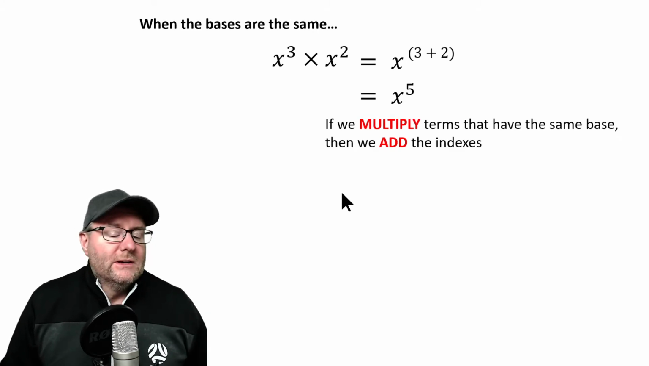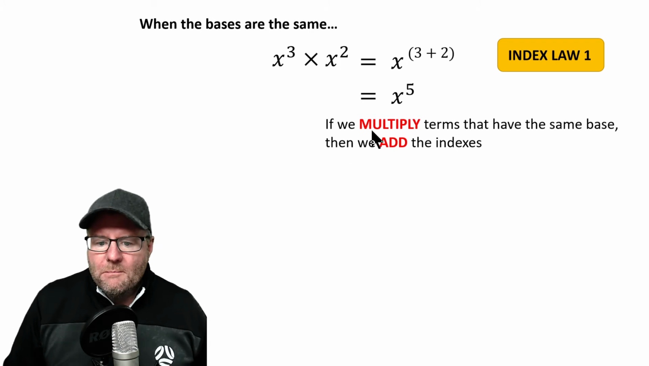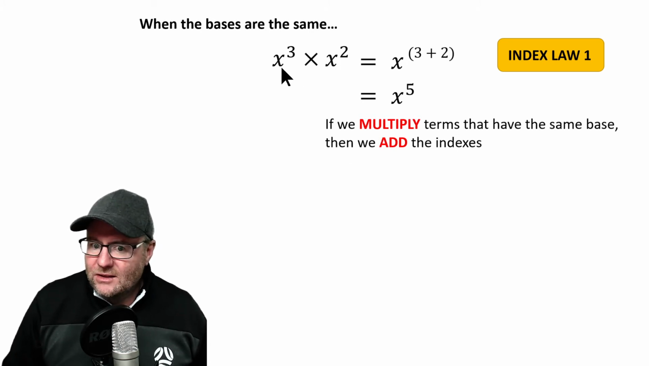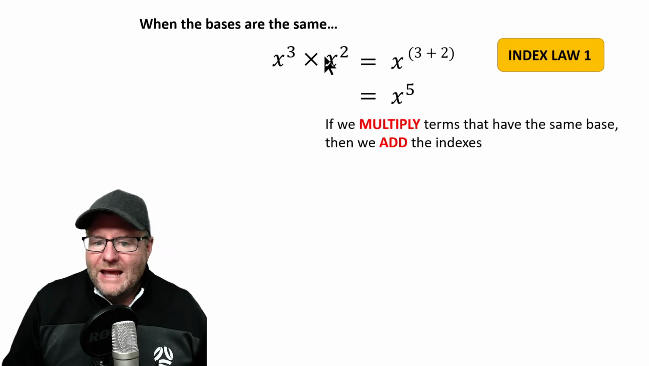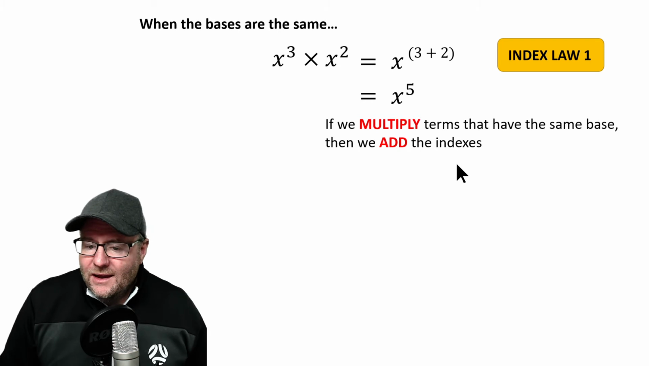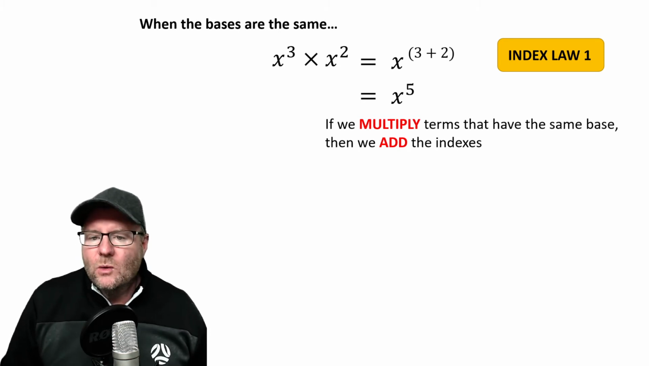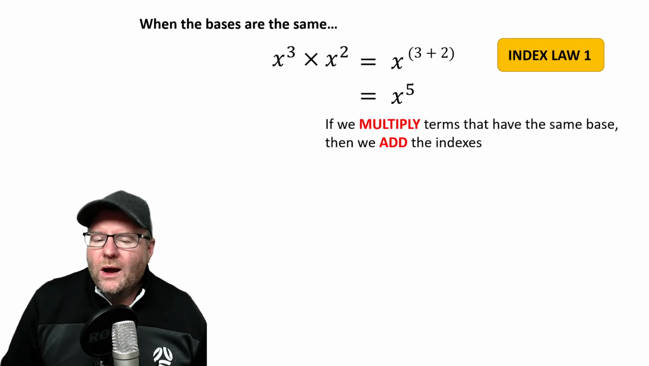Okay, so here is the first of our index laws. We call this index law 1. If we multiply terms that have the same base, like these guys do, then we simply add the indexes. That's it. You could stop there and be quite comfortable with using this index law one. But I quickly want to show you sort of why it works.